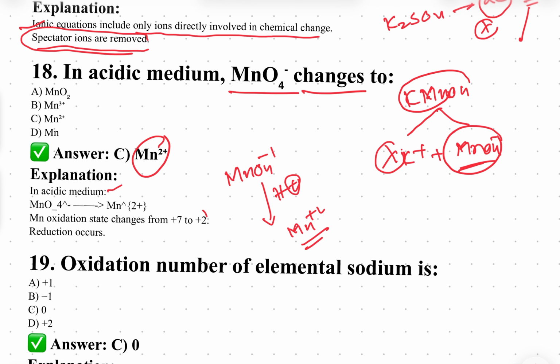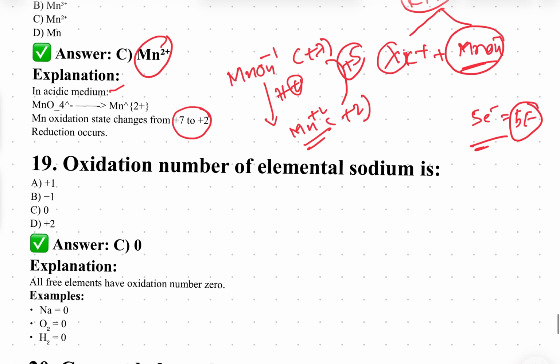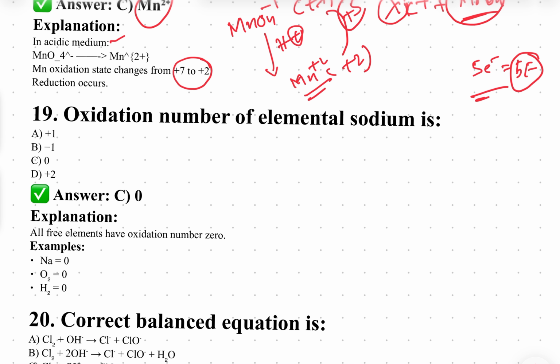Mn oxidation state changes from plus 7 to plus 2. That is important. Here plus 7, here plus 2. The difference is plus 5. So the number of electrons exchanged from MnO4 minus to Mn plus 2 is 5 electrons. That is nothing but we can write 5 Faradays.